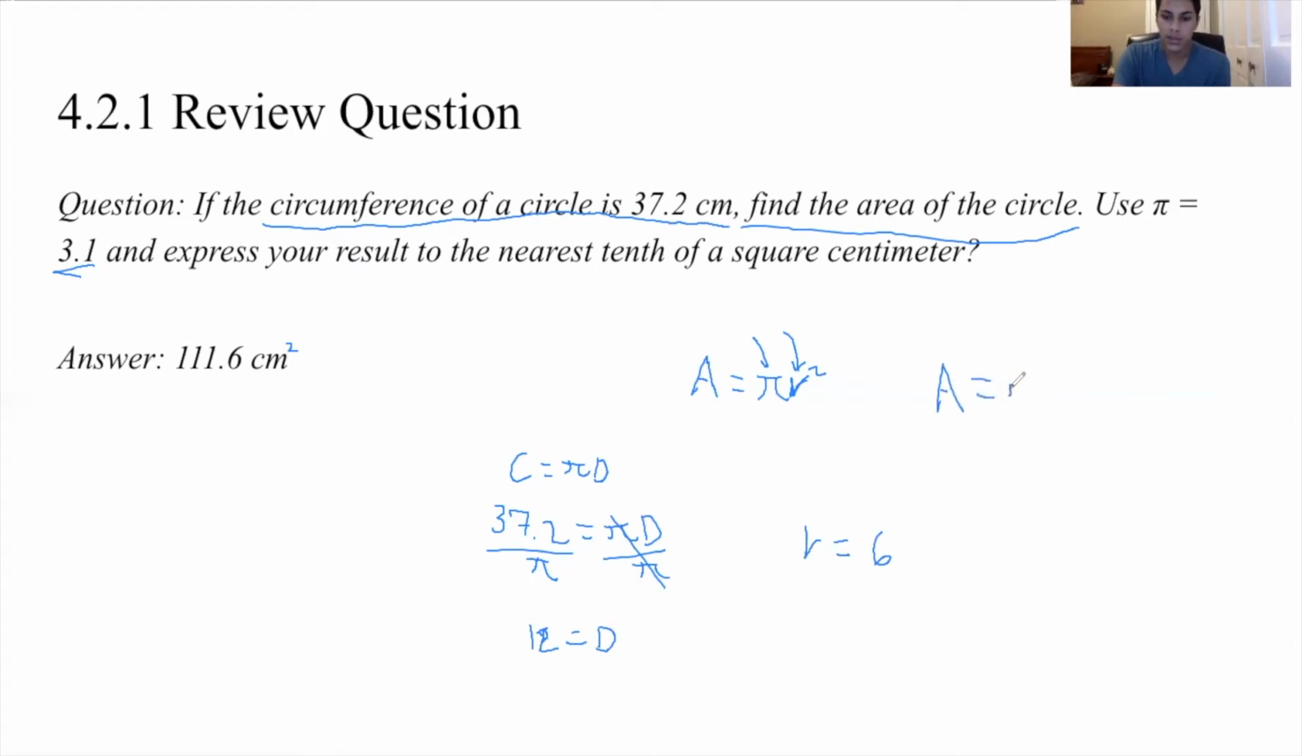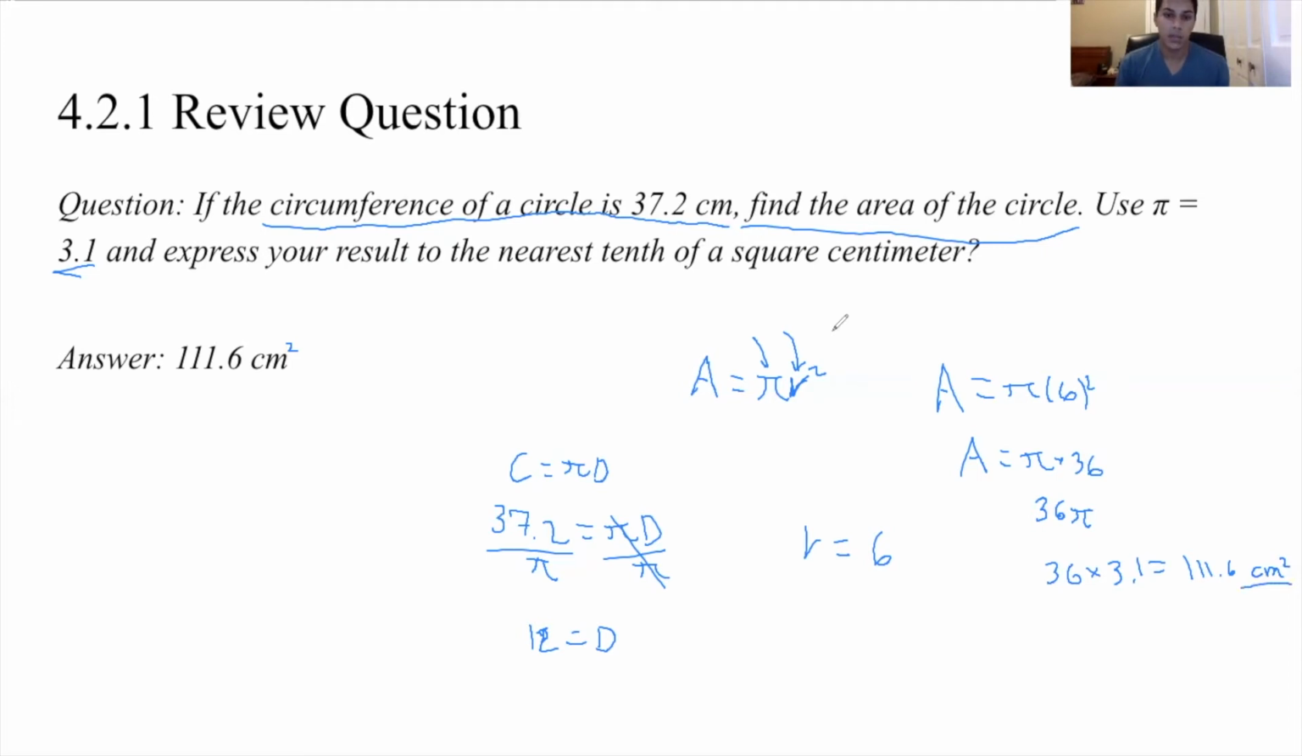So our area is going to be equal to pi times 6 squared, because 6 is our radius, and we can simplify this a little bit more. Area equals pi times 36, because 6 squared is 36, because that's 6 times 6. Or you can write this as 36 pi, and then when you multiply this out, 36 times 3.1, because we're using 3.1 as pi, then that gives you 111.6 centimeters squared.